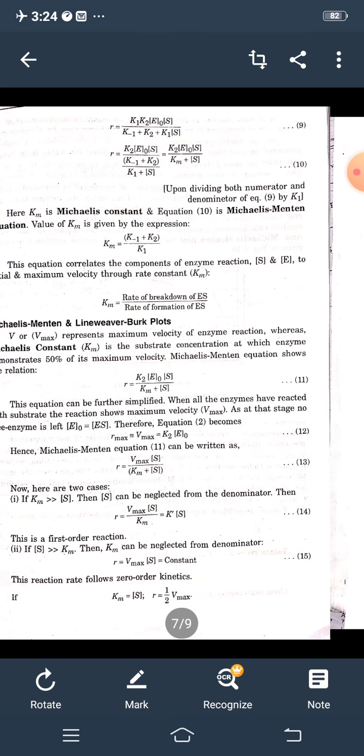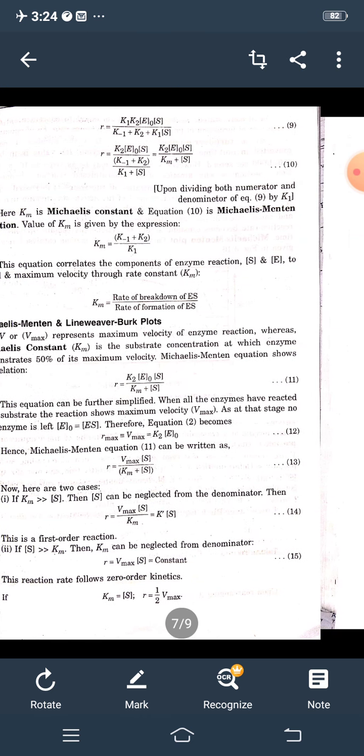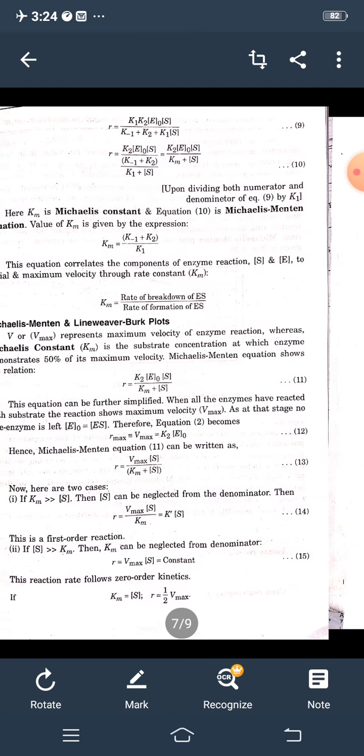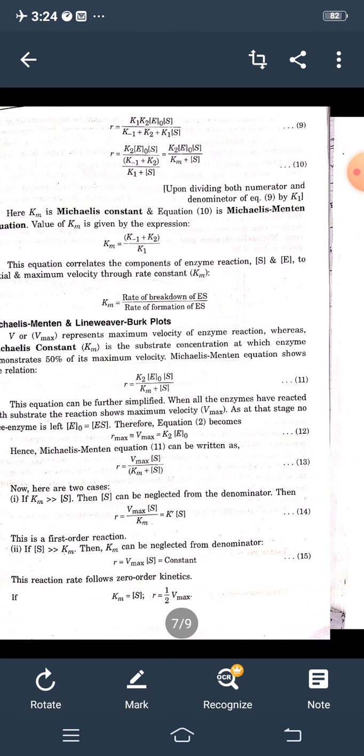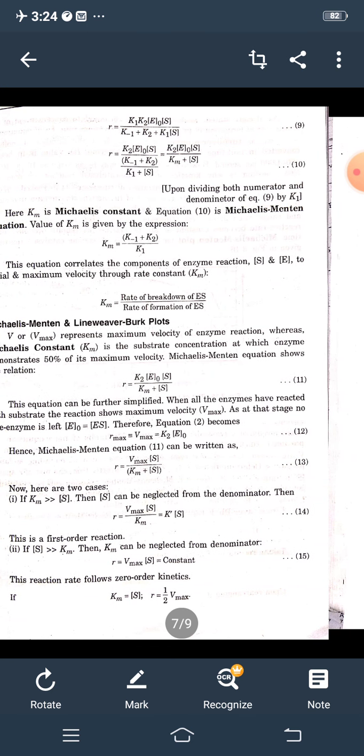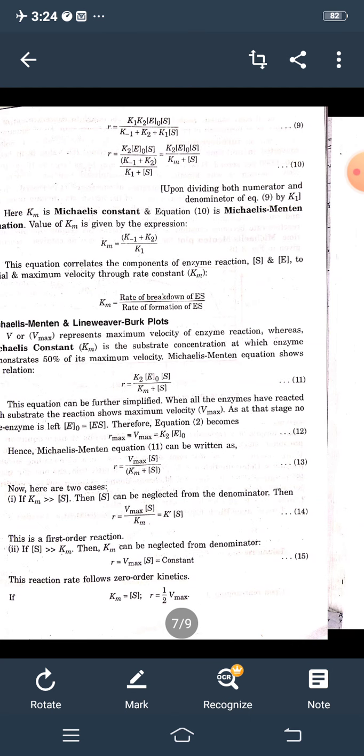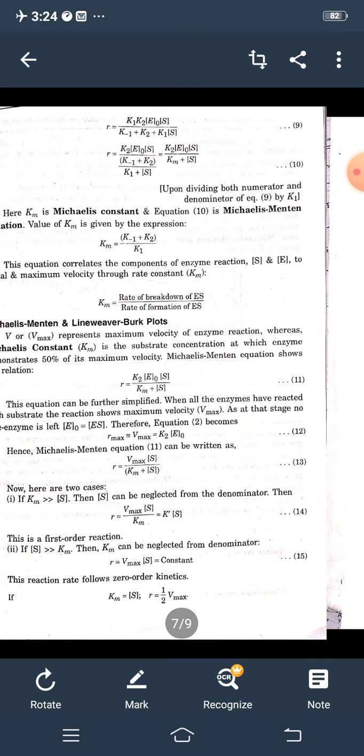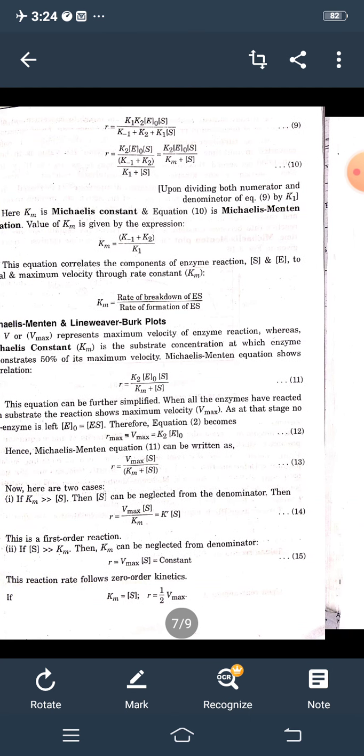So the Michaelis-Menten equation 11 can be written as R = Vmax[S] / (Km + S). So there are two cases. When Km is much greater than S, then R = Vmax[S]/Km, that is k'[S]. This is a first order reaction. Secondly, if the concentration of substrate is much greater than Km, then Km can be neglected from the denominator and R = Vmax, which is a constant.